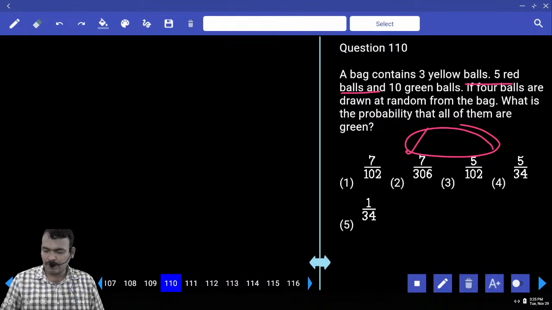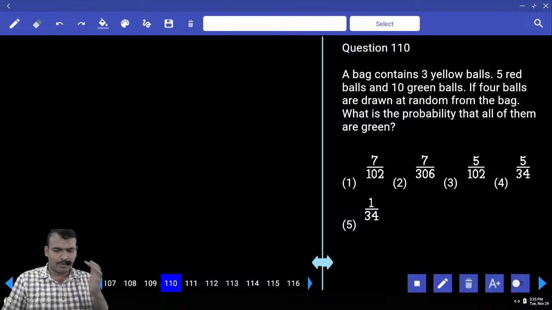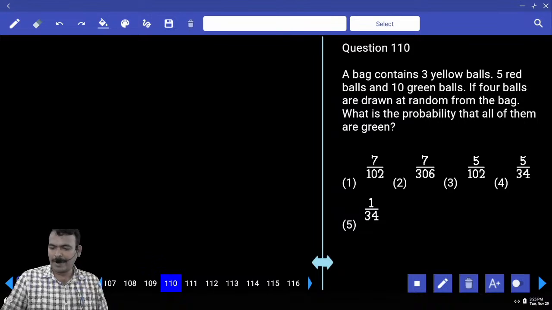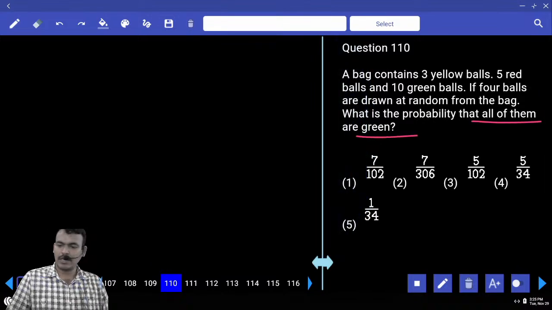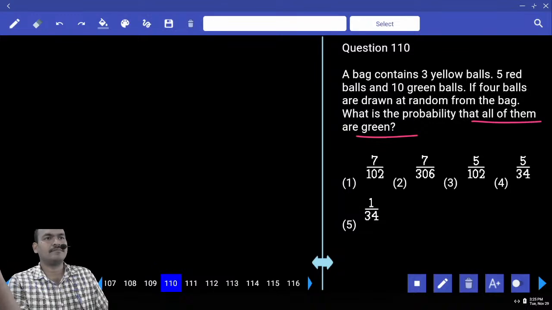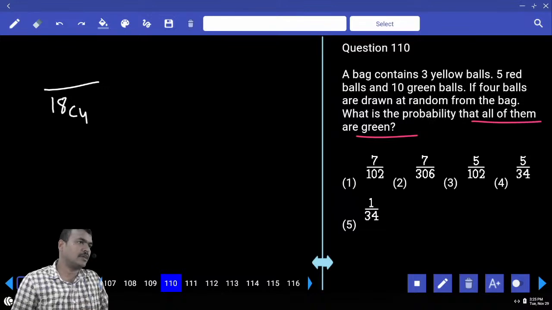Next question number 110. A bag contains 3 yellow and 5 red balls and 10 green balls. If 4 balls are drawn at random from the bag, what is the probability that all of them are green? All are in which one? Green color. Okay. Total how many balls are there? 3 plus 5 plus 10. Total how much? 18. Out of 18 we are chosen how many balls? 4 balls. Then we return 18 C4 or not.